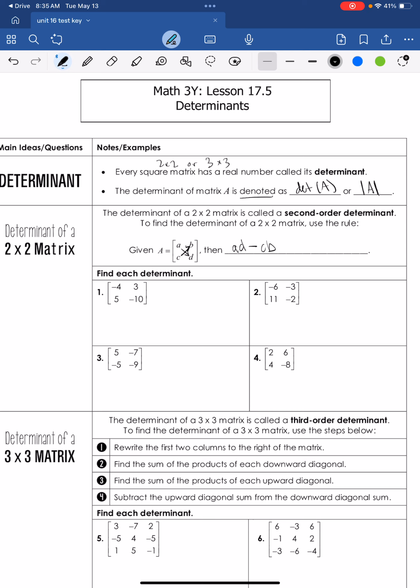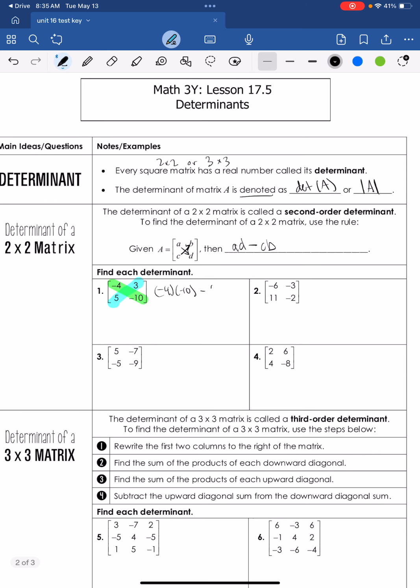So let's take a look right here. To find each determinant, we do it this way first. So let's see, negative 4 times negative 10 minus, and then we do it the other way like that, and you'll do 5 times 3. Negative 4 times negative 10 makes positive 40, and then 5 times 3 is 15. Subtract those, and you'll get that the determinant of this matrix is equal to 25.